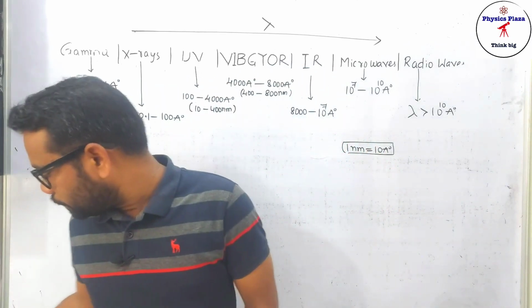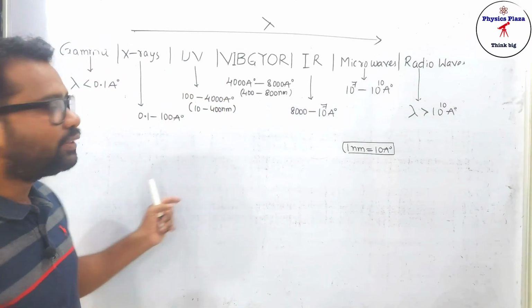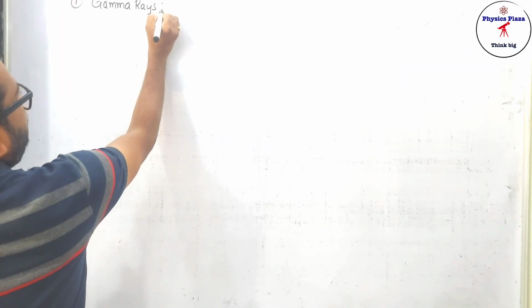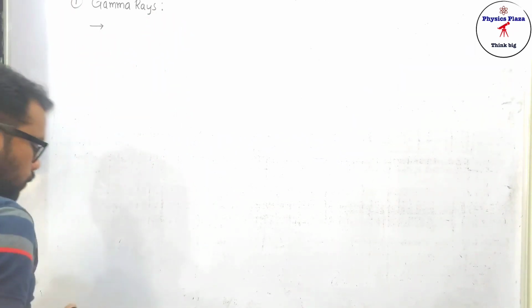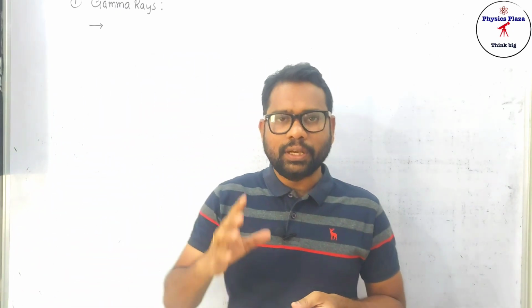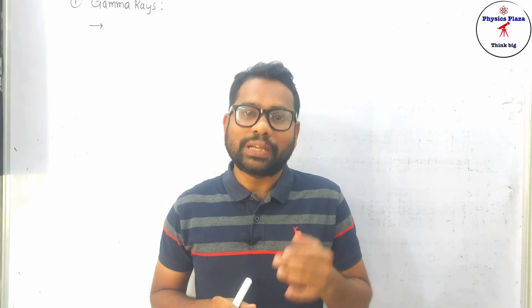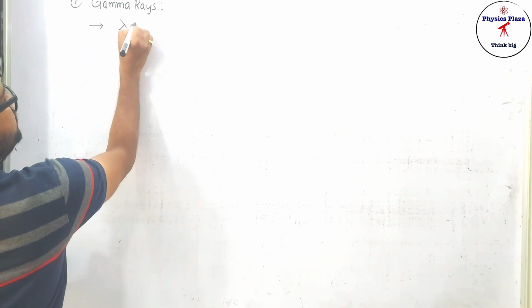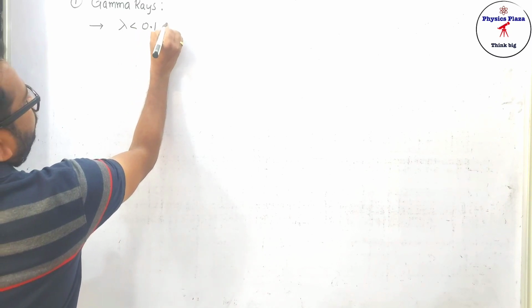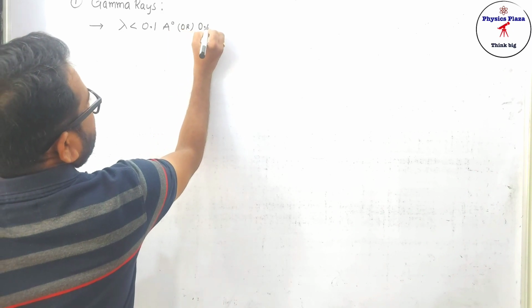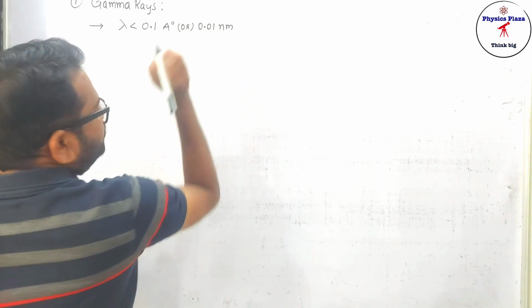Okay children, let me erase this. Hope you have copied this. Can I erase? Yes. So the first one is gamma rays. The first point: gamma rays were discovered by Henry Becquerel and Madame Curie also. But in the examination they don't ask the scientist name. The wavelength range of gamma rays is less than 0.1 angstrom or 0.01 nanometer. Is it clear?